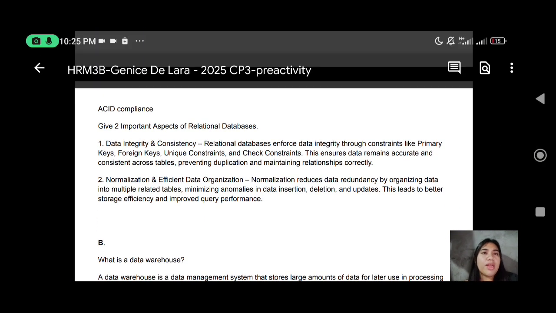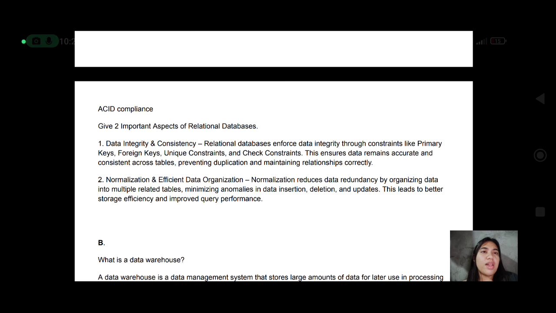Here are two important aspects of relational databases. First is data integrity and consistency. Relational databases enforce data integrity through constraints like primary keys, foreign keys, unique constraints, and check constraints. This ensures data remains accurate and consistent across tables, preventing duplication and maintaining relationships correctly.